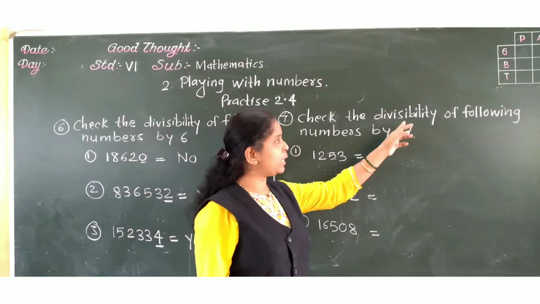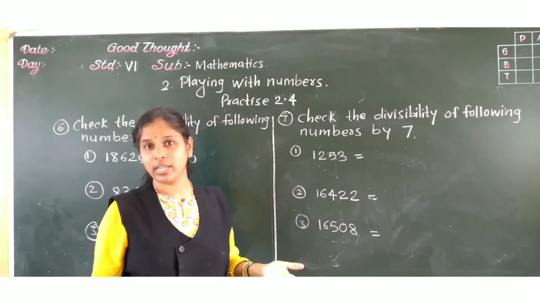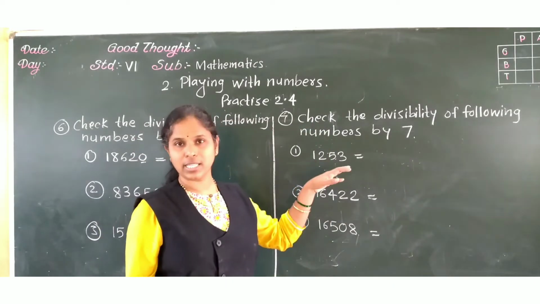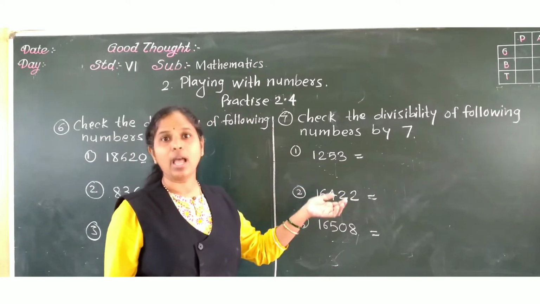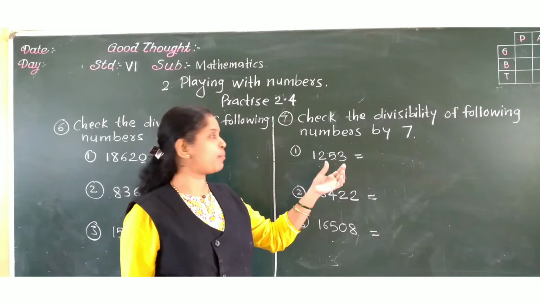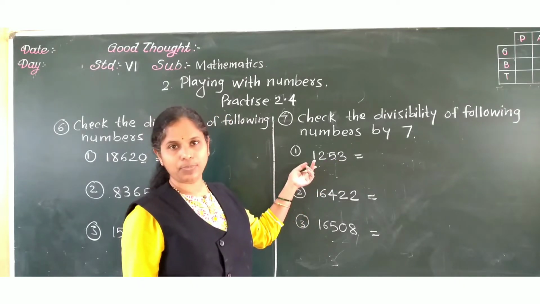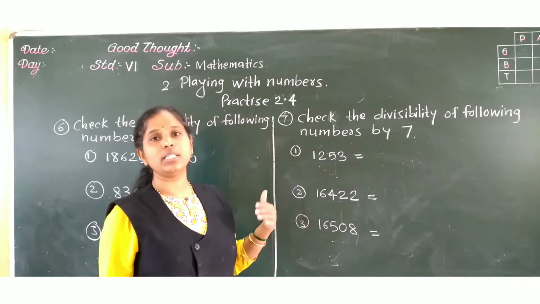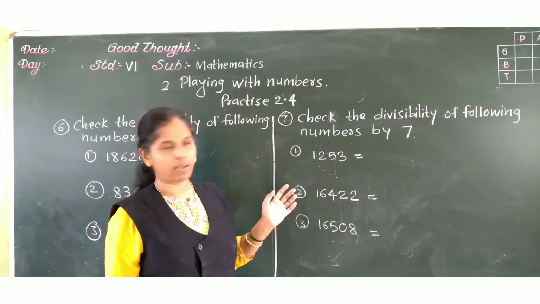Now question number 7. Check the divisibility of the following numbers by 7. Now what is the test for 7? The last digit is there, no? That we have to double it, and that digit we have to subtract from the remaining number. And if the answer is divisible by 7, then the given number is also divisible by 7.